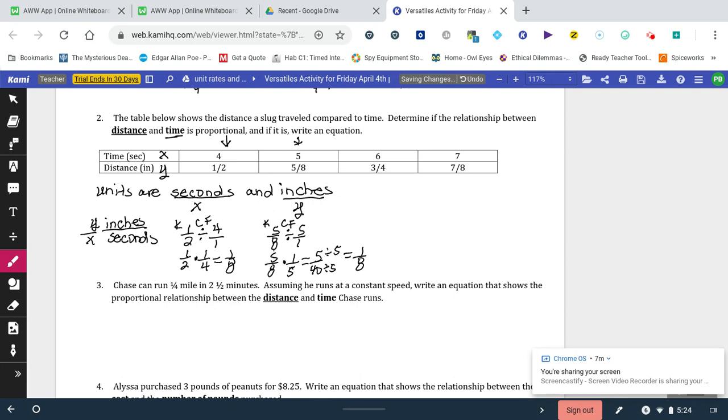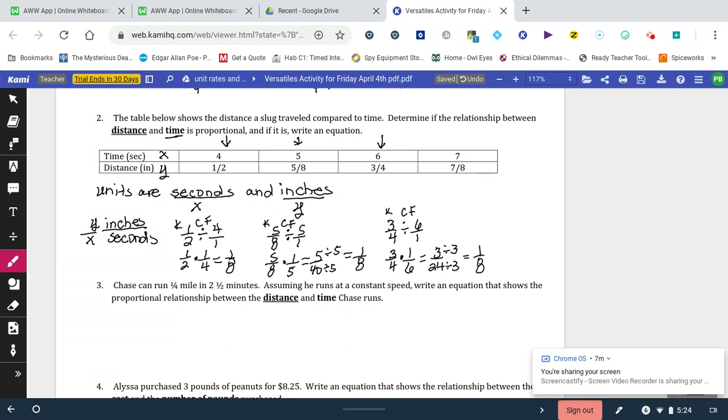All right, the next one we're going to check is this one. My inches is 3/4. I'm going to take 3/4 and divide it by 6. I'm going to put 6 over 1. I'm going to keep, change, and flip. So that's 3/4 times 1/6. Use the reciprocal. So that's 3 over 24. Divide them both by 3. And I end up with 1/8.